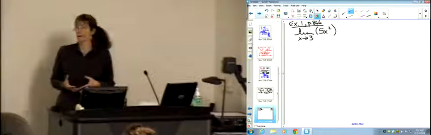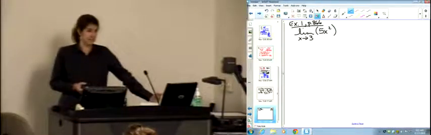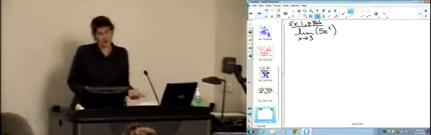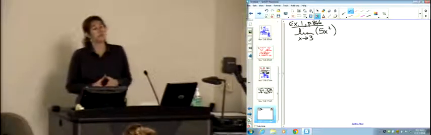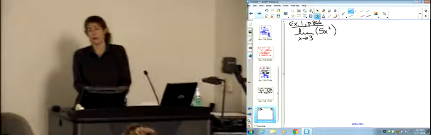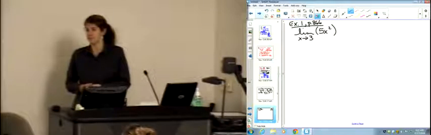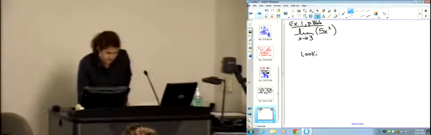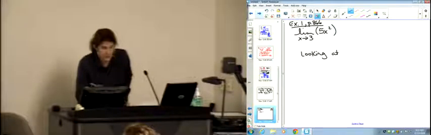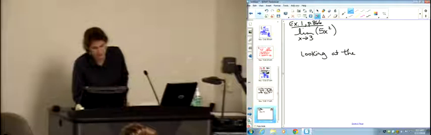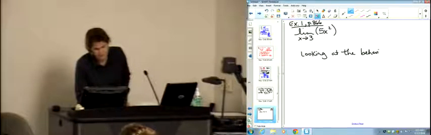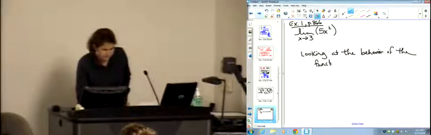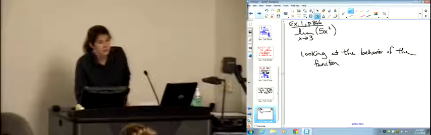So, in other words, a while ago I had x approaching c. Our c value is now the 3. That's what x is approaching. What we're trying to figure out is, as the x values get closer to 3, when we're looking at the function y equals 5x squared, what is happening to the y values? We're looking at the behavior of the function. We're trying to analyze the behavior. So that's what we're looking for here: anytime we do a limit, we're looking at the behavior of the function.